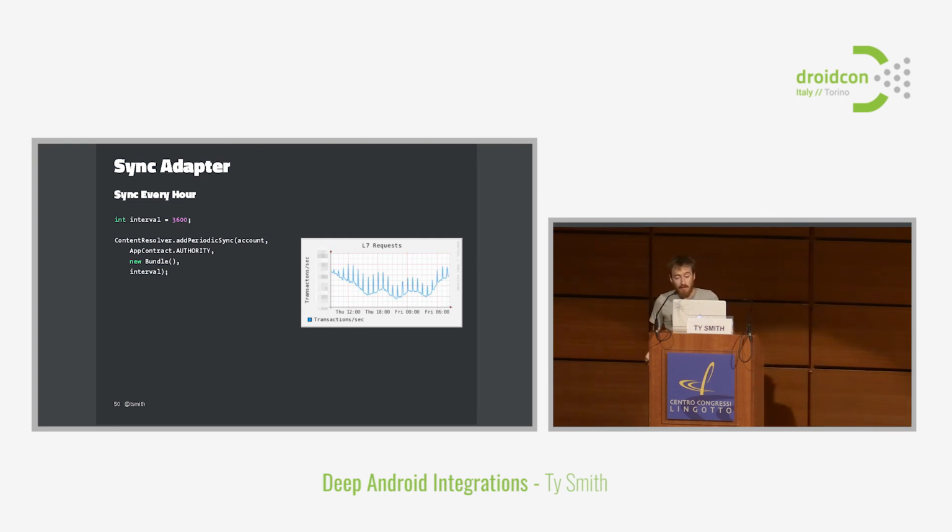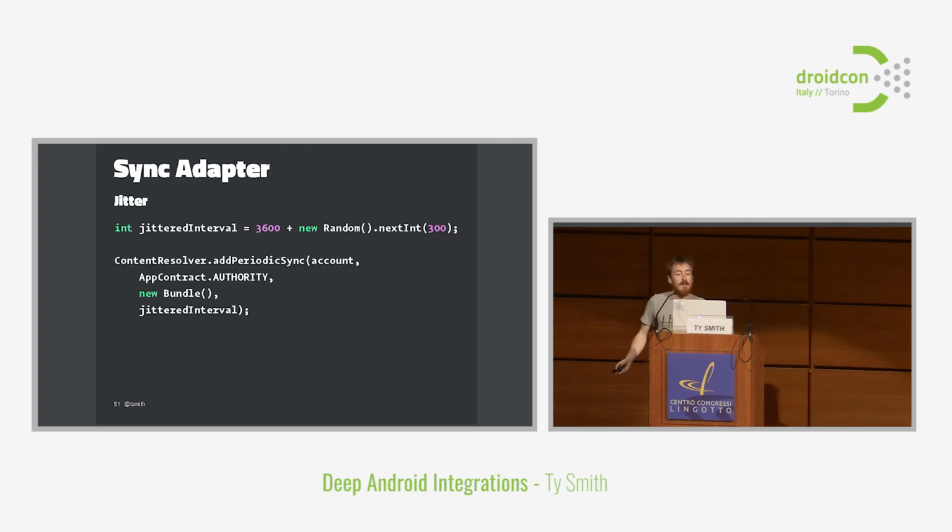So to resolve that, you would want to add what's called a jitter to this. You'd want to put some random time interval on this, such that over time you would get a more linear distribution.